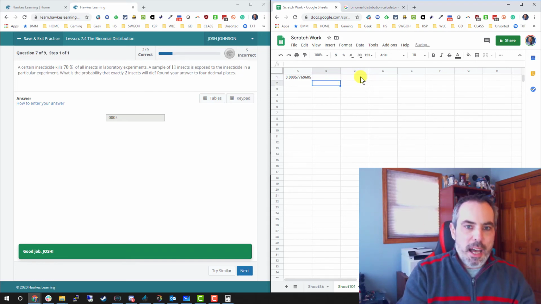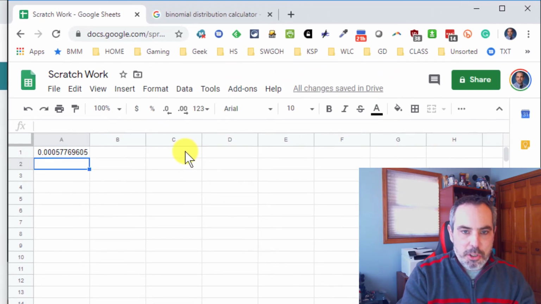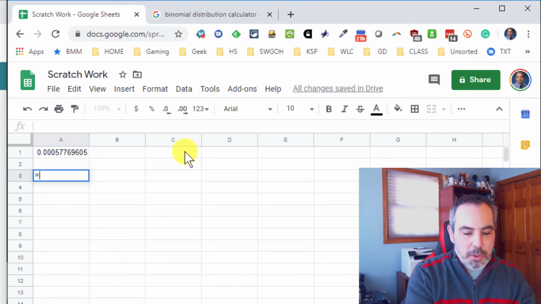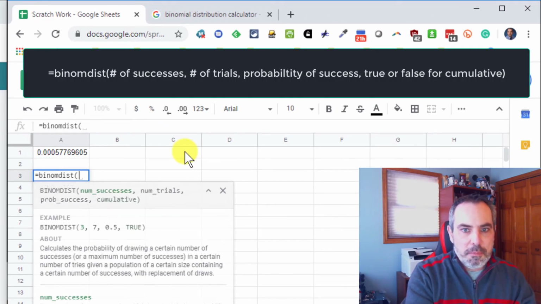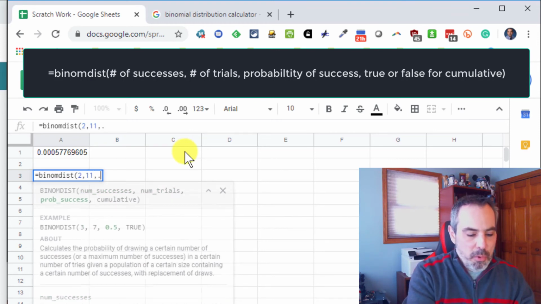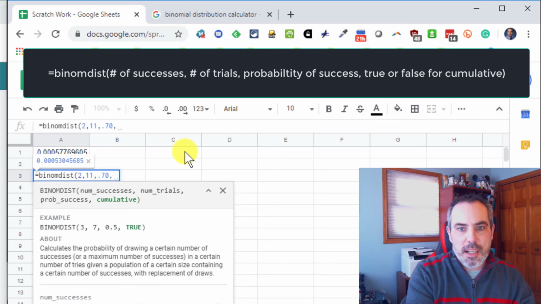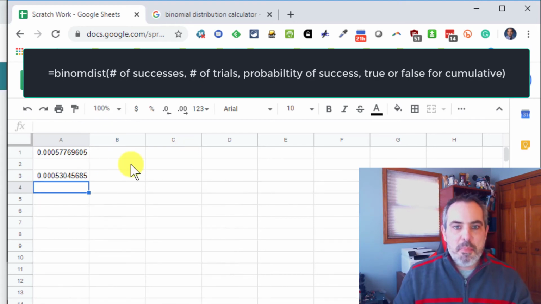Okay, so it gets tricky with that because some people will struggle thinking through the parentheses on this. So if I just want the probability that exactly 2 die, I could do equals binomial distribution, and I want to say 2 out of 11 die, a 70% chance that they die, and false. Notice this matches the number we had gotten before.